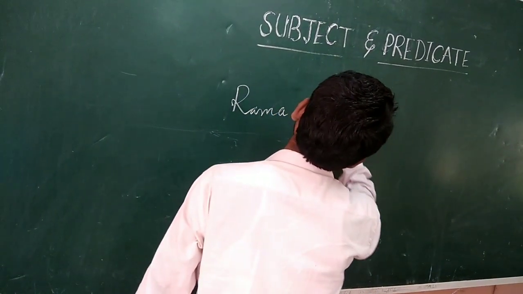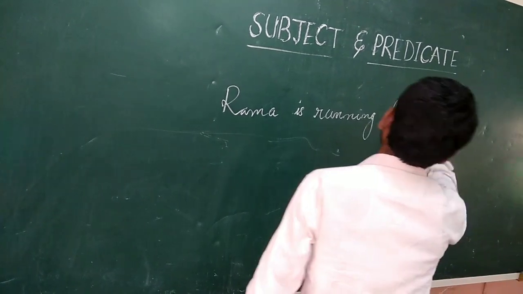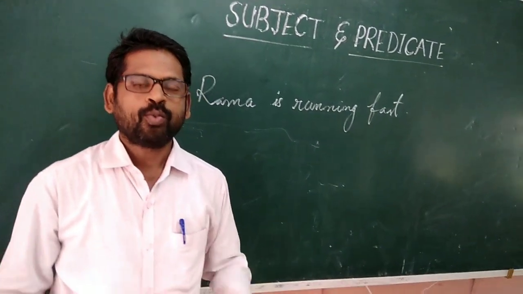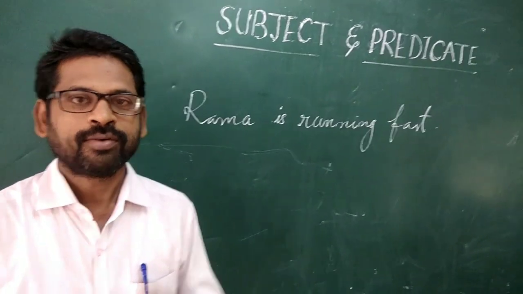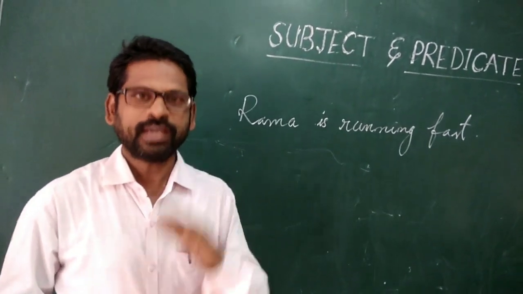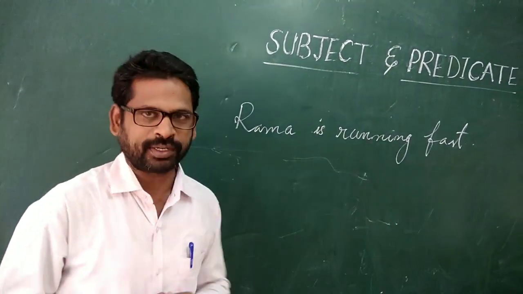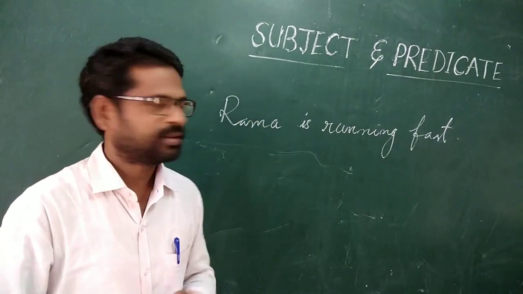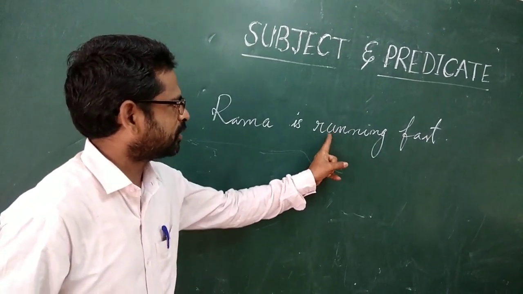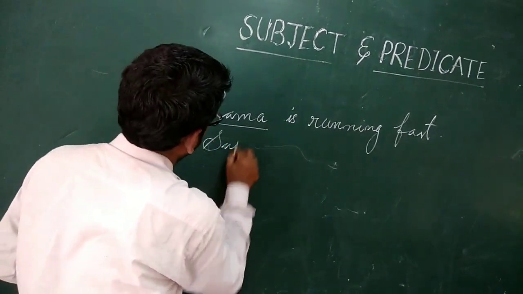Rama is running fast. For example, take the sentence, Rama is running fast. What is the subject in this sentence? For that, you need to know the definition. The word which we speak about is called the subject. In other words, the doer of the action is called the subject. What is the action in this sentence? Running is the action, right? So, who does this action? Running is done by Rama. That means Rama is called the subject.